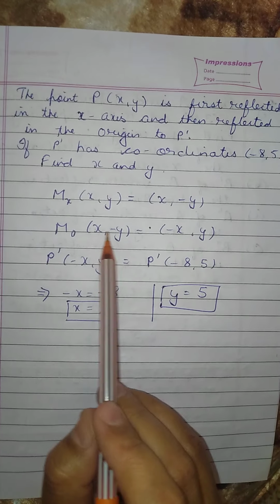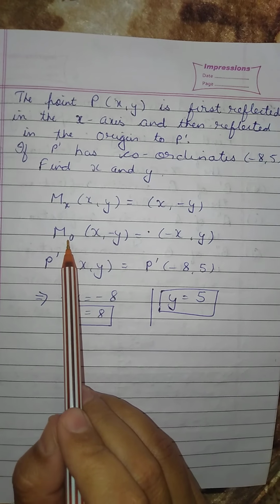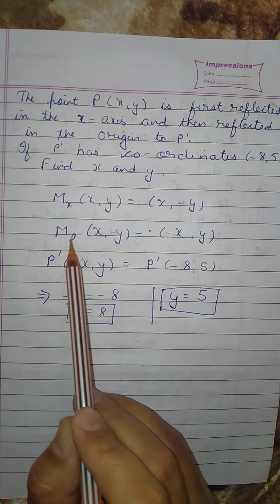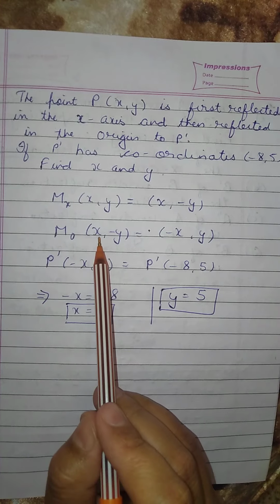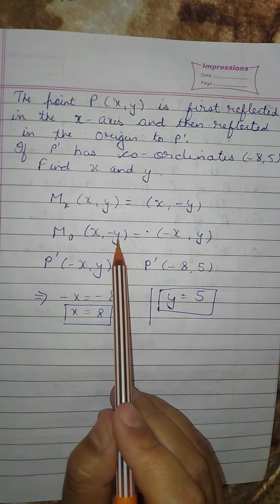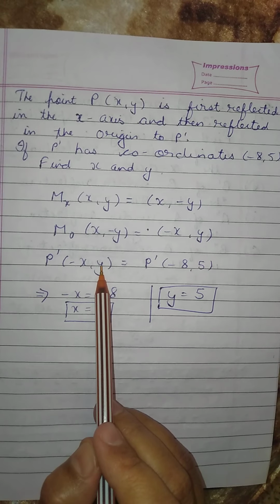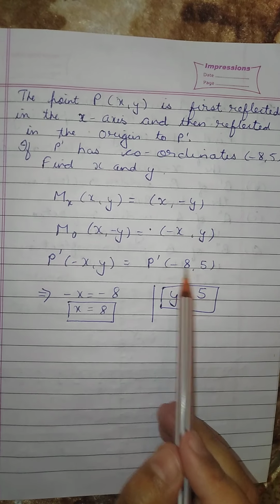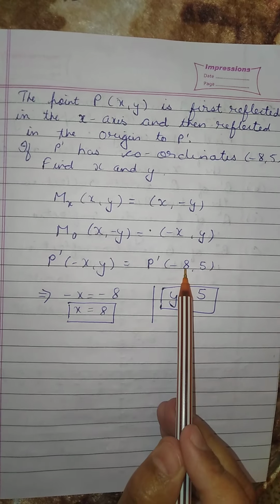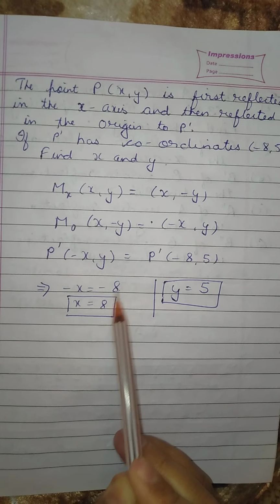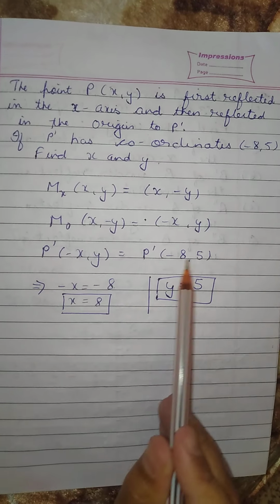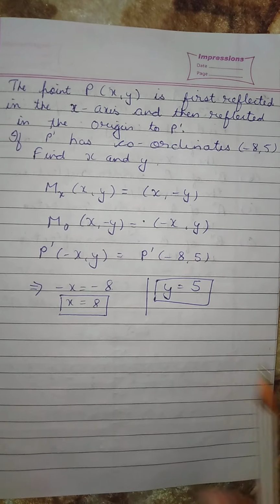Now this (x, -y) is further reflected on the origin. The mirror is the origin now. When we reflect on the origin, we change both the signs. The answer will be (-x, y). But the answer's coordinates were already given, (-8, 5). Comparing, x = 8, y = 5.